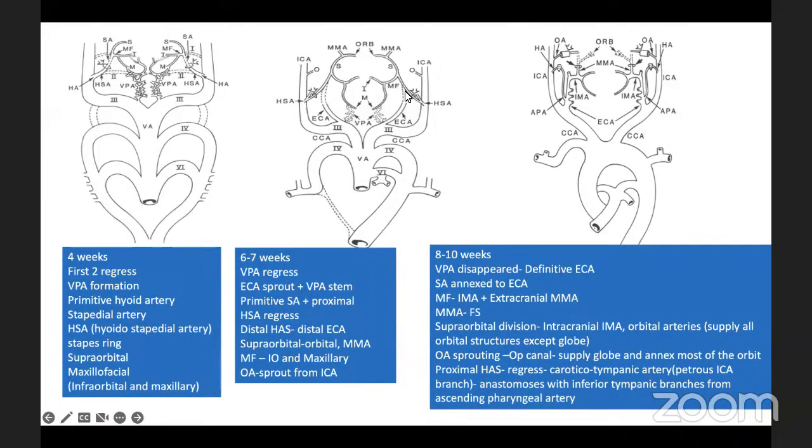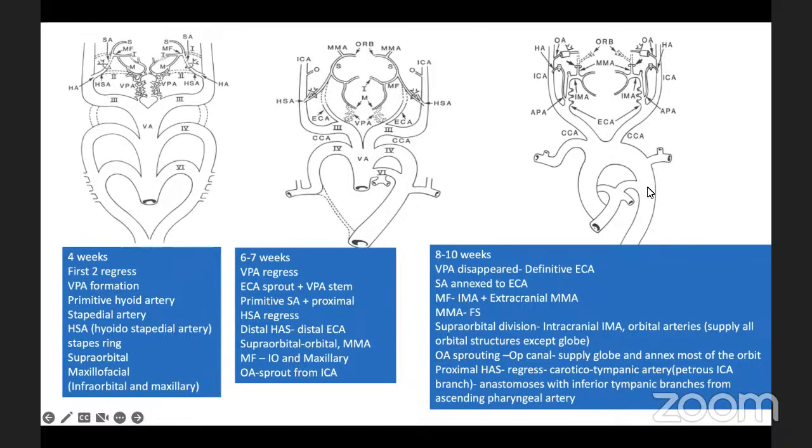When this fuses, of the 2 branches that were formed, maxillofacial and supraorbital, the supraorbital forms 2 branches again: one is the middle meningeal artery and one is the orbital artery, which supplies the orbit. The major supply of the orbit at this point in time is through the supraorbital branch of the ECA.